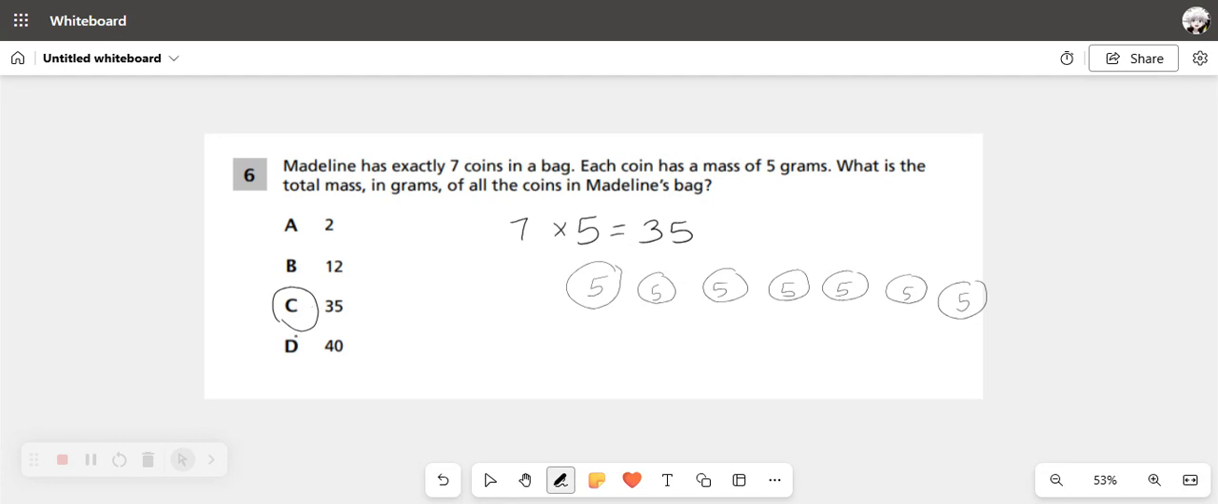So C is the correct answer. I'm sorry for the lengthy explanation. This is for all you visual learners out there. So, yeah. If you have these kinds of problems, just try to draw out the question. Let's move on to the next question.